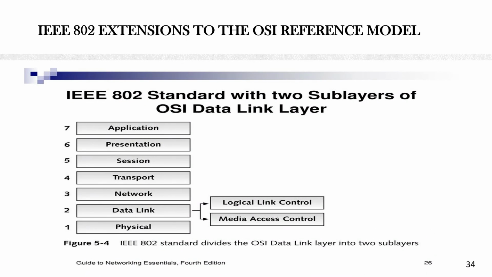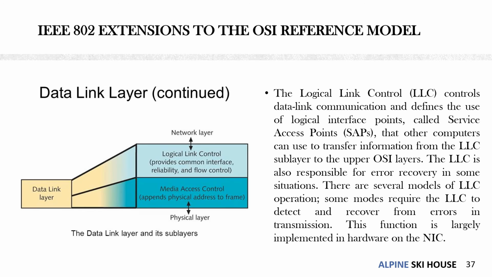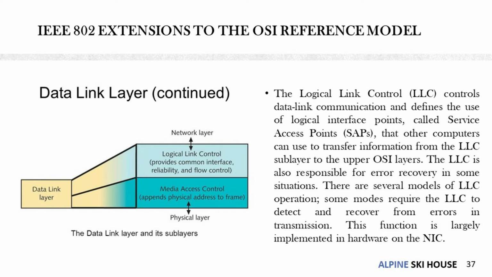First, Logical Link Control, LLC, for error recovery and flow control, and second, the Media Access Control, or MAC, for access control. The Logical Link Control, LLC, controls data link communication and defines the use of logical interface points, called service access points, or SAPs, that other computers can use to transfer information from the LLC sublayer to the upper OSI layers. The LLC is also responsible for error recovery in some situations.